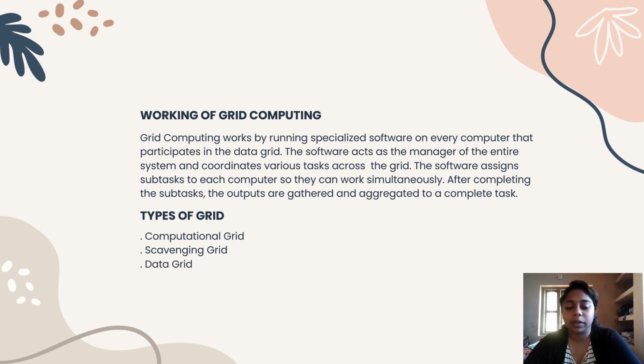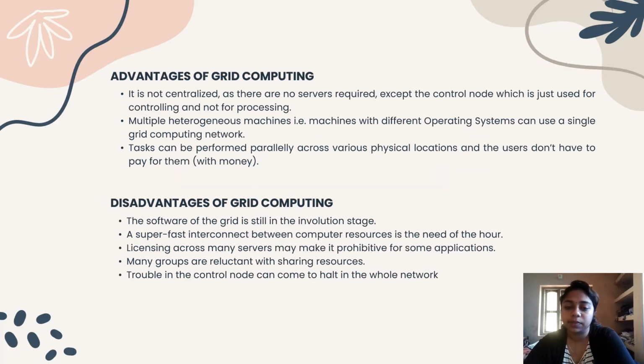Next we can see the working of grid computing. Grid computing works by running specialized software on every computer that participates in the data grid. The software acts as the manager of the entire system and coordinates various tasks across the grid. The software assigns subtasks to each computer so they can work simultaneously. After completing the task, the outputs are gathered and aggregated into a complete result. There are three types of grid: computational grid, scavenging grid, and data grid.